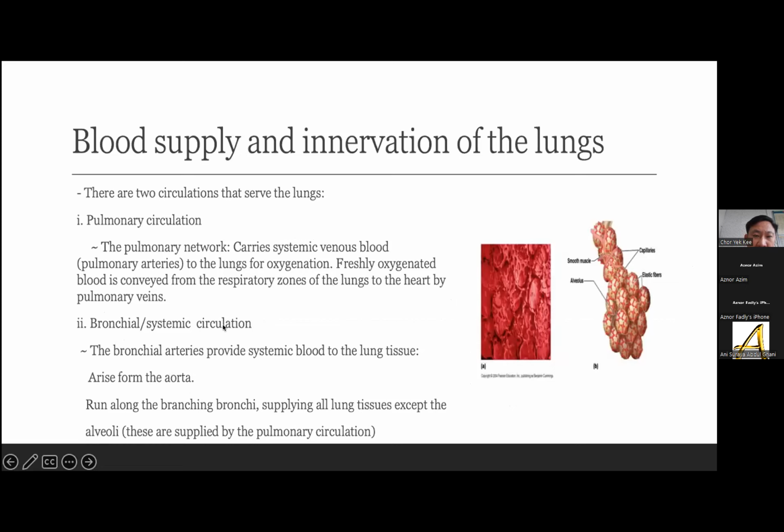Our lungs are supplied by two circulations. One is the pulmonary circulation, where the deoxygenated blood comes from the heart, goes to the alveoli, and then the blood gets oxygenated and goes back to the heart. Another circulation is the bronchial or systemic circulation, which arises from the aorta and is supplied to the lung tissue, but it doesn't supply the alveoli because the alveoli are supplied by the pulmonary circulation.